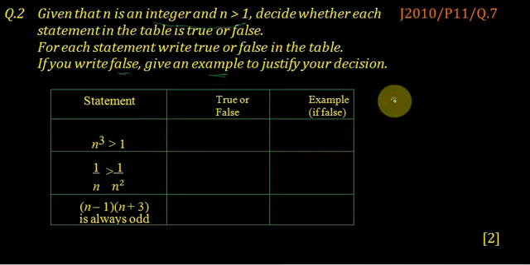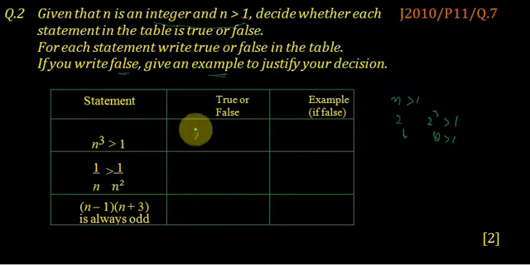So, suppose n is an integer and n is greater than 1. If I write n is 2, then 2 cube must be greater than 1. So, 8 must be greater than 1. Whatever value we write for n which is greater than 1, when we take the cube of it, it must be greater than 1. So, it is true. This condition is always true.